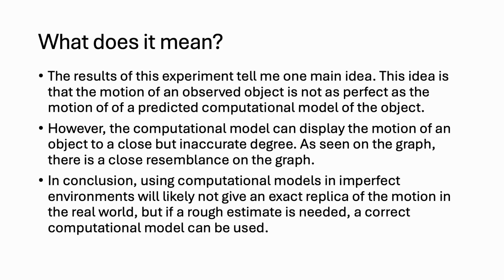The results of this experiment tell me one main idea. This idea is that the motion of an observed object is not as perfect as the motion of a predicted computational model of that object. However, the computational model can display the motion of an object to a close but inaccurate degree. As seen on the graph, there is a close resemblance between the two motions. In conclusion, using computational models in imperfect environments will likely not give an exact replica of the motion in the real world, but if a rough estimate is needed, a correct computational model can be used.